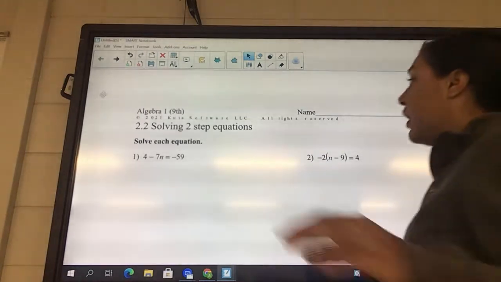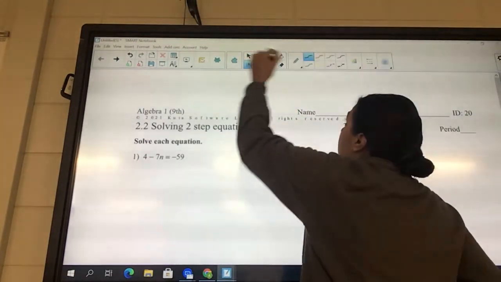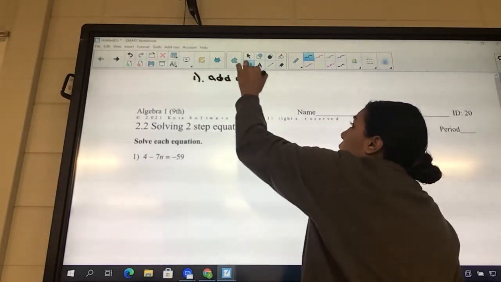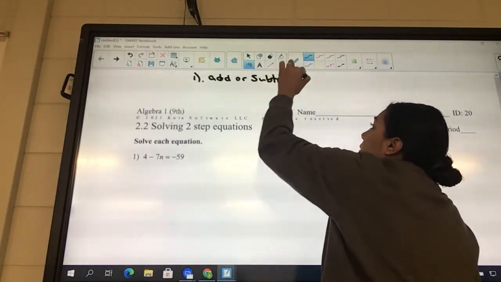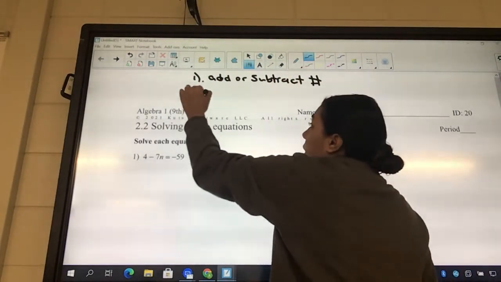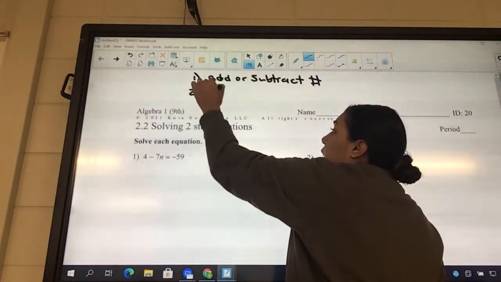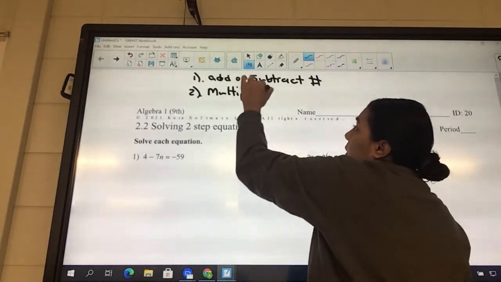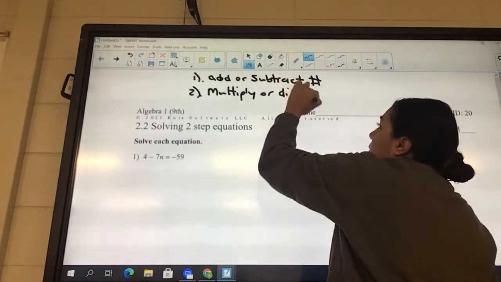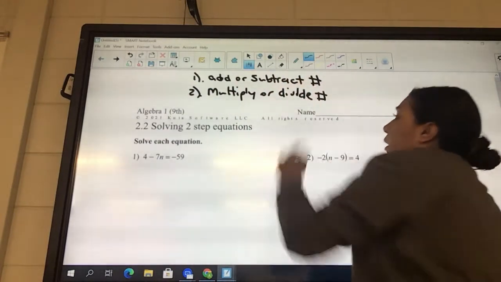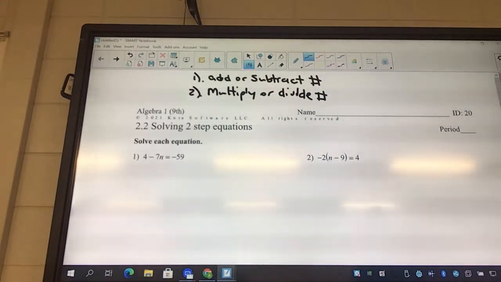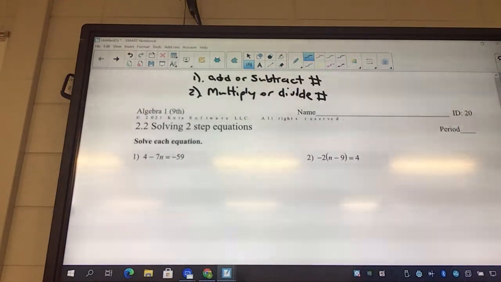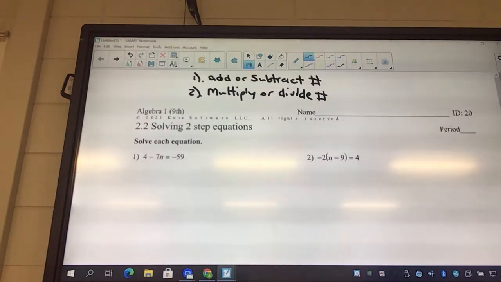Okay, and so most two-step equations follow this rule. The very first step is usually going to be to add or subtract the number, and we're going to talk about what I mean. Then your second step is usually to multiply or divide the number. There are very specific numbers when we come to this. Now I know this is going to sound crazy the way I'm explaining it, but it has worked in the past. So there's two pieces to this equation.